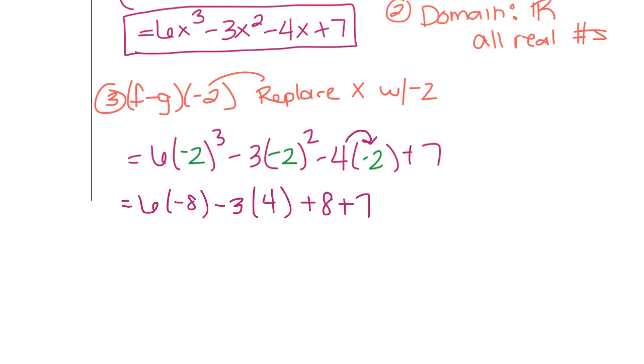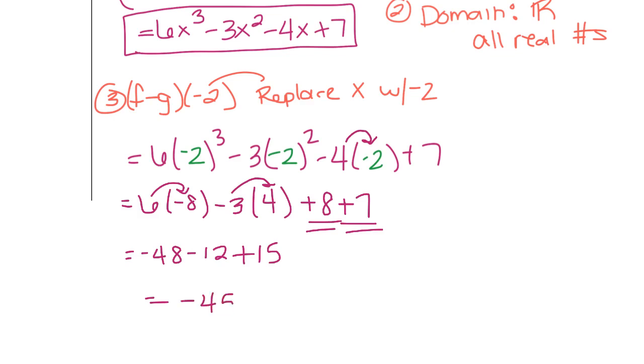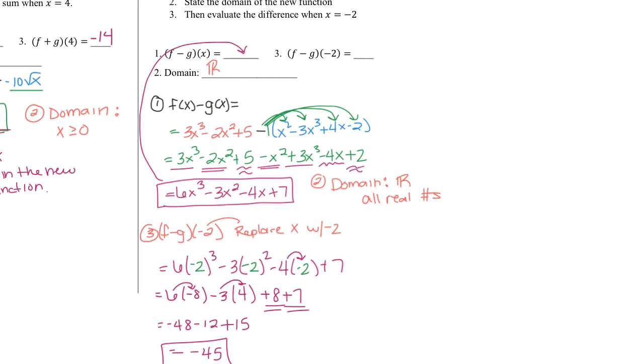Now keep multiplying. 6 times negative 8 makes negative 48. Negative 3 times 4 makes negative 12, and 8 plus 7, since those are like terms, I can go ahead and combine that together, makes plus 15. Now we're going to keep combining. Negative 48 minus 12 plus 15 is equal to negative 45. So the value of this new function at x equals negative 2 is negative 45.